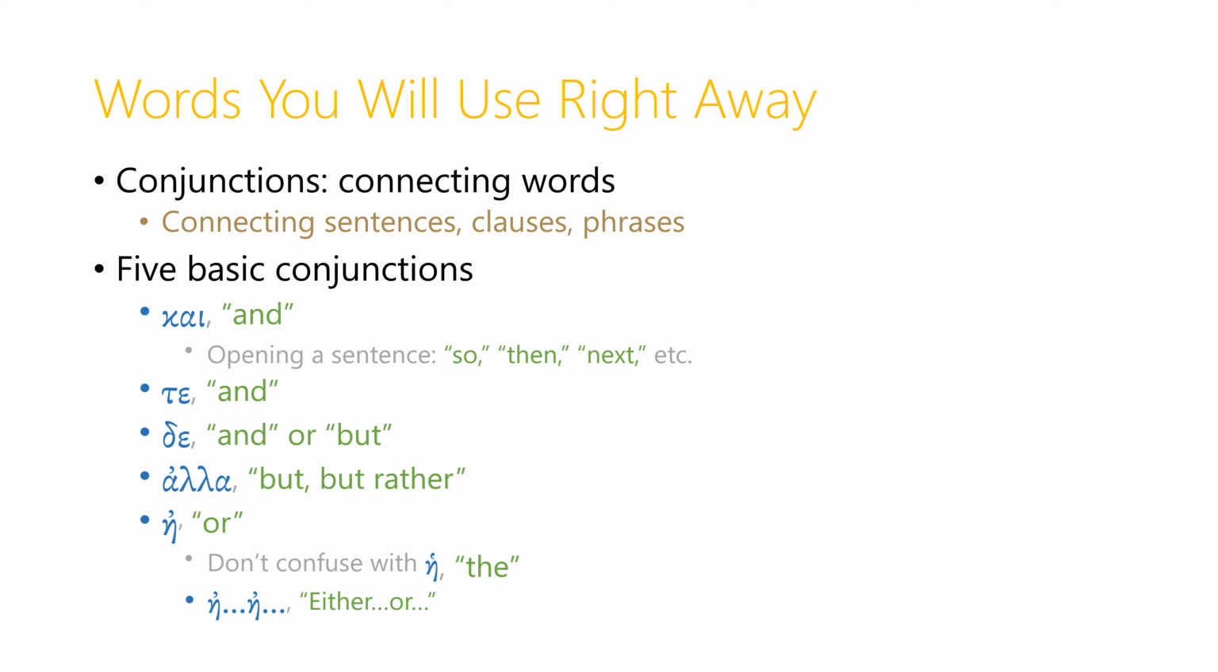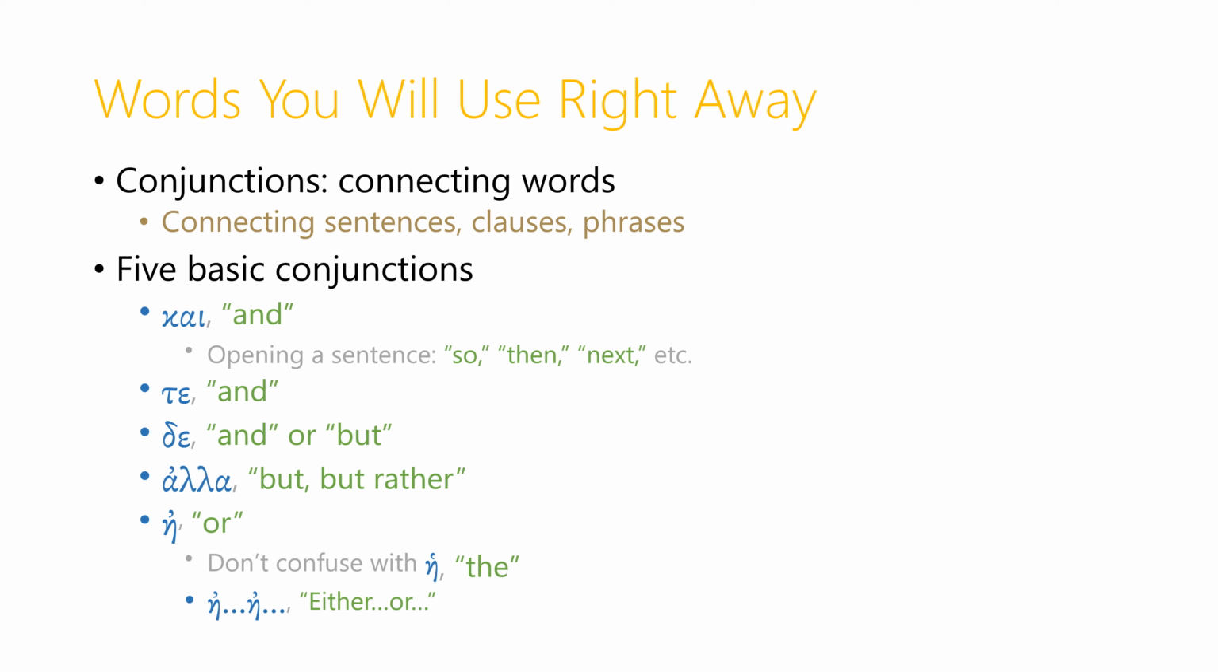Finally, we have e. This means or. It tells us that two phrases or two clauses are alternatives. I might say that a piece of fruit is kakos e kalos, good or bad. This conjunction is pretty easy to grasp for English speakers. The one hazard is that we'll soon learn another word that looks very similar, hey. The only difference between them is the breathing mark. This conjunction has a smooth breathing mark, and there's no H sound at the beginning. It sounds like e, and it means or.